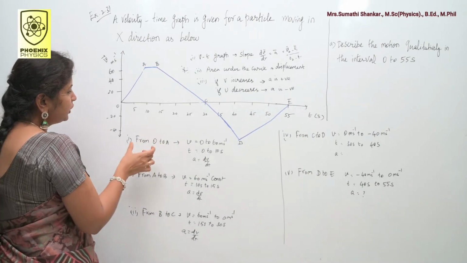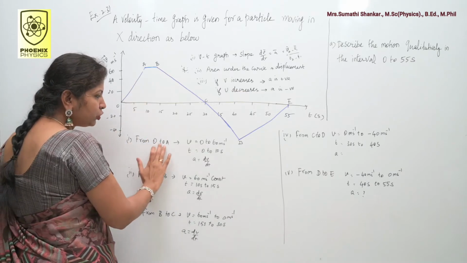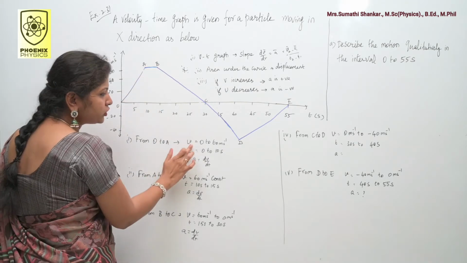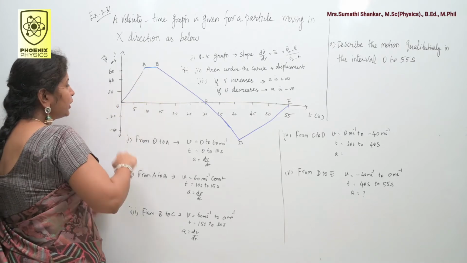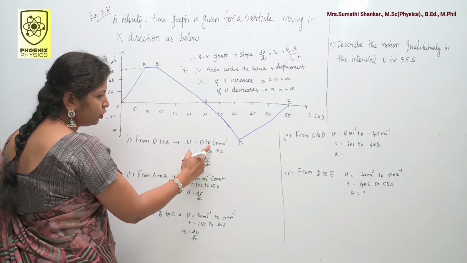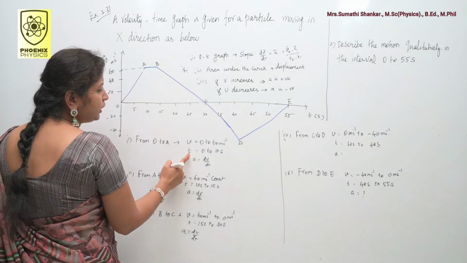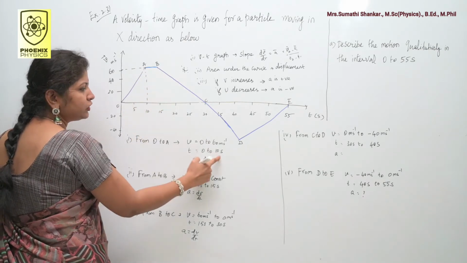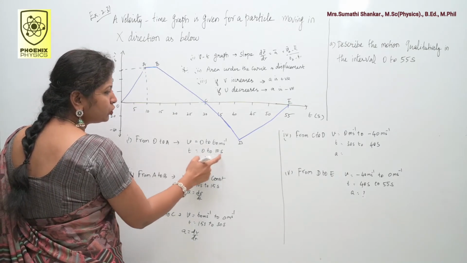First one, describe the motion qualitatively in the interval 0 to 55 seconds. So first we have to find out the particle motion from 0 to A. So this is our 0, this is A. From 0 to A, what is the velocity? Here 0 meter second minus 1, and the corresponding velocity for A is 60 meter second minus 1. So velocity 0 to 60 meter second minus 1. Then t starts from 0, the corresponding time interval is 10 seconds. Up to this clear?